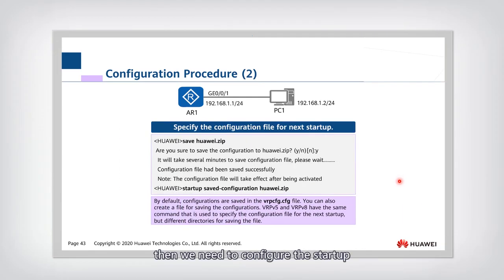Then we need to configure the startup, right? So we need to specify the configuration file for the next startup. First we need to save the current configuration into a certain file. You can use one command, save, to save it to a default file. But if you want to save it to a personalized file, then you need to add the file name after the save. And if you want to start up with this new file, then you need to use this command, which is startup saved-configuration huawei.zip. Then next time when you start up, you can use this configuration to start.